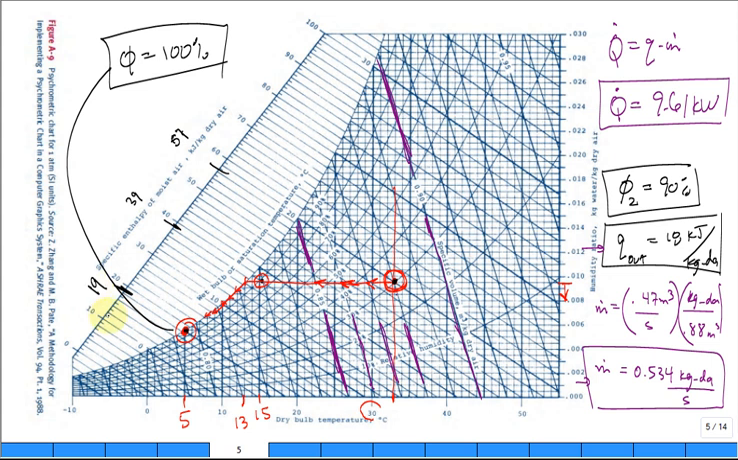Okay, so let's take a look. What is the answer to part B? It's the change in the enthalpy. So Q is equal to 57 minus 19, so it's 38 kilojoules per kilogram of dry air. So it's a lot more. What was it before? 18. Now it's 38.